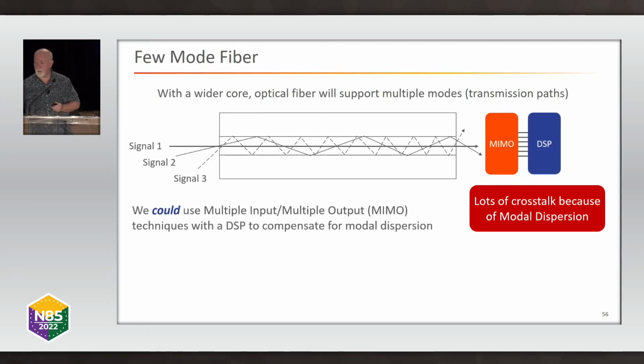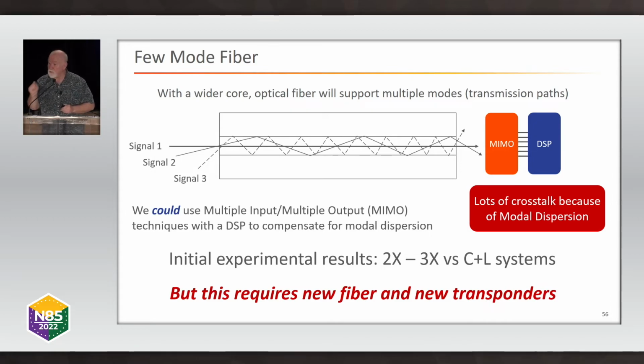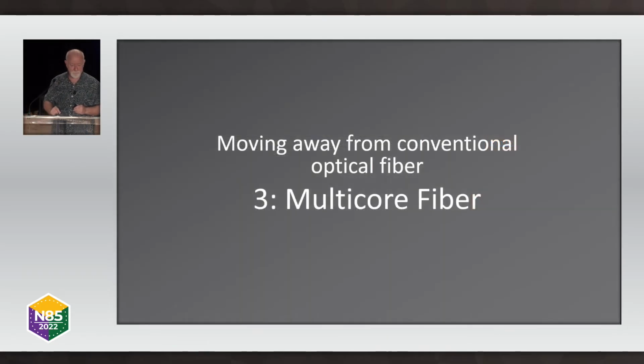Some of you in the 5G area may be aware of MIMO technology for multiple aerials. It's an established technology, so we could do it, but it would mean the development of specialist MIMOs for transponders. The initial experimental results are looking like 2 to 3 times the capacity compared with a single mode system. And you could probably use a lot of the existing technologies for amplification and so on. But it does require new fiber. Single mode fiber doesn't work this way. You have to use few mode fiber.